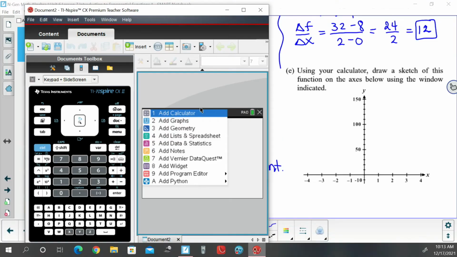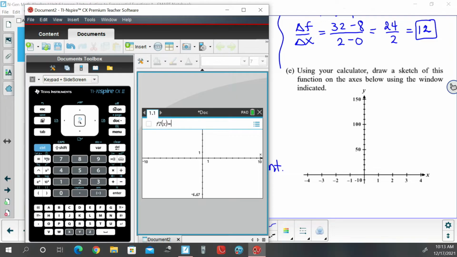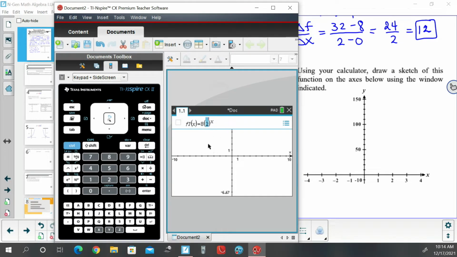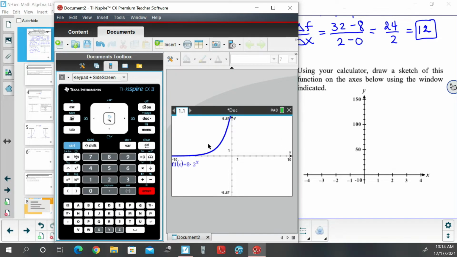Let's bring it out, all right. I'm going to add a graph. Okay, I've got my f1(x) right away. So that's 8 times 2 raised to the x. Love to get that thing out of there. No, it's not going to go away, is it? There we go, maybe. Anyway, whatever, enter.